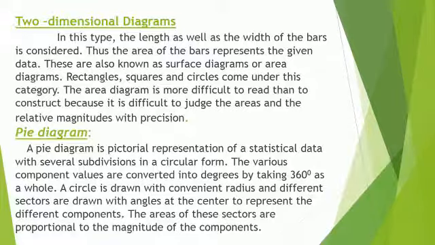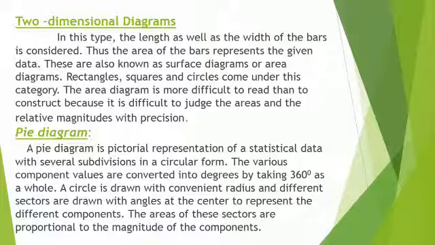Two-dimensional diagram. In a one-dimensional diagram, we take only length into account. In a two-dimensional diagram, the area of the diagram represents the data; length and breadth are considered. Examples: rectangles, squares and circles come under this category. The area diagram is more difficult to read than the bar chart because it's difficult to judge the areas and relative magnitudes with precision.